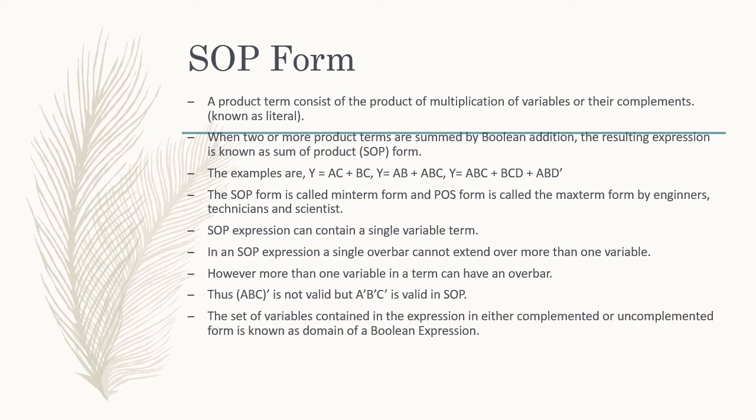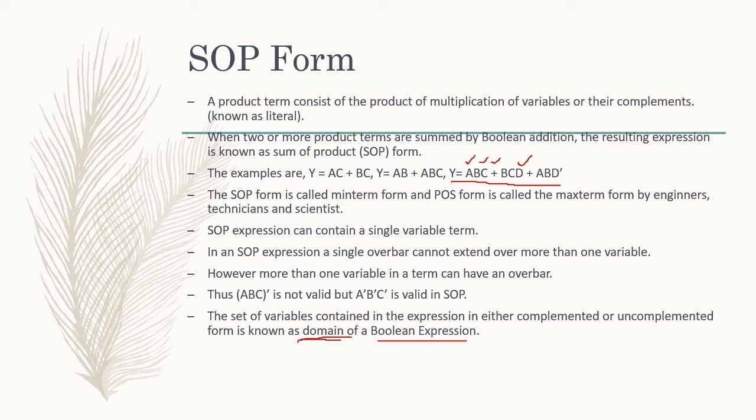Now the set of variables contained in the expression in either complemented or uncomplemented form is known as the domain of a Boolean expression. Okay, so in this case, you can see that for this equation there are actually four variables used, four variables or four literals. The variables are A, B, C and D. Now the set of these four variables of the equation is called the domain of that Boolean expression.